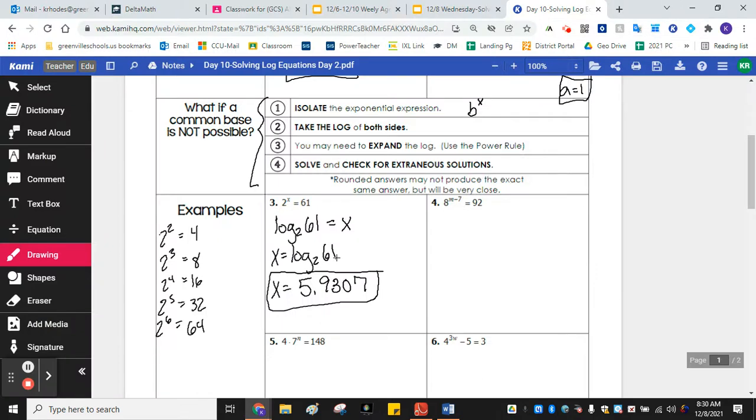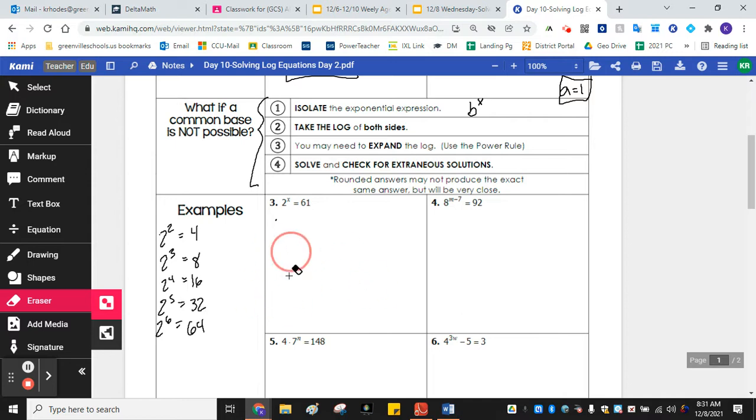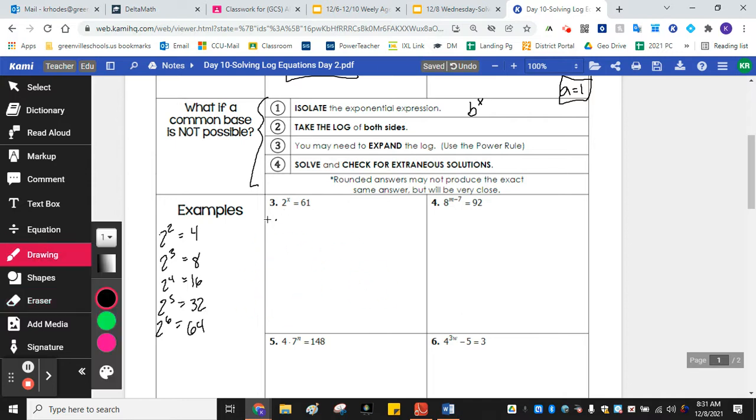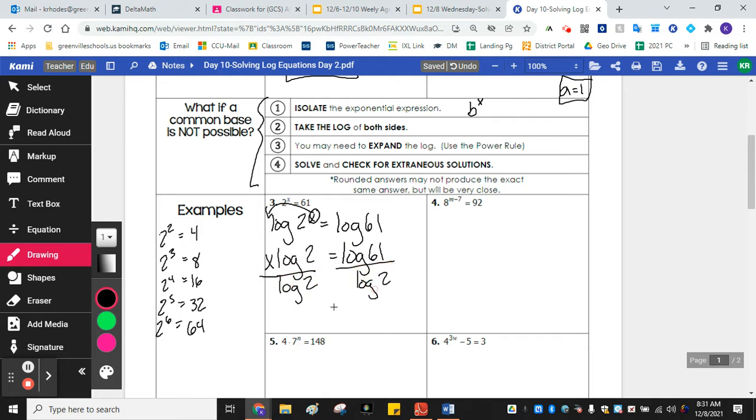5.9307. The old way they do it, I'm just going to show you. This is how Delta Math solves it, which is why I'm going to show it to you. They take the log of both sides and then use your power rule to bring down your x, and divide by log 2. So then x would equal log 61 over log 2. And that's how you put it in the old calculators. But that's the same thing as log base 2 of 61, how I just solved it. And this is way more complicated. So that's why I'm not.